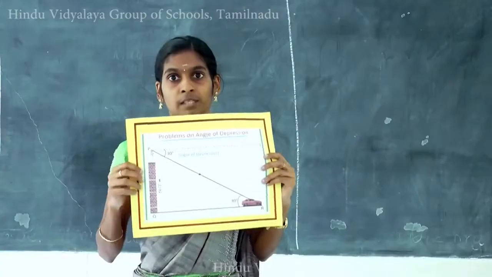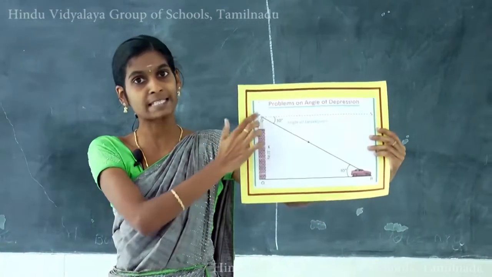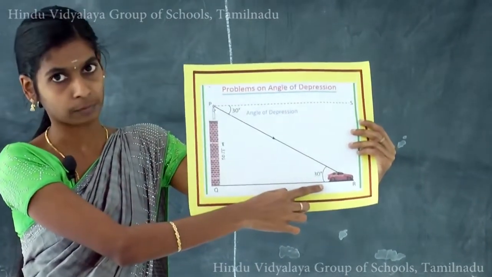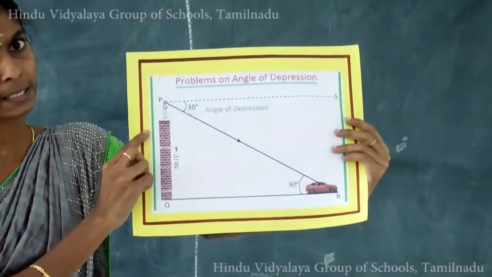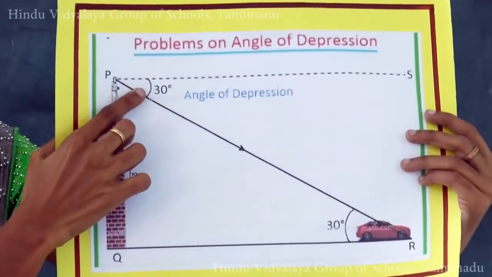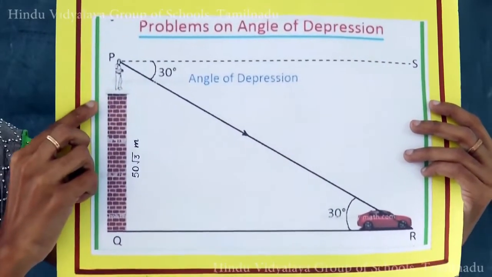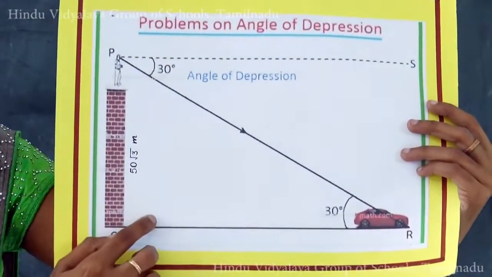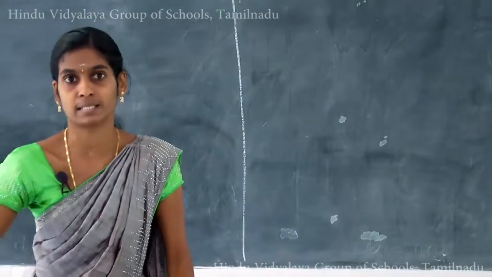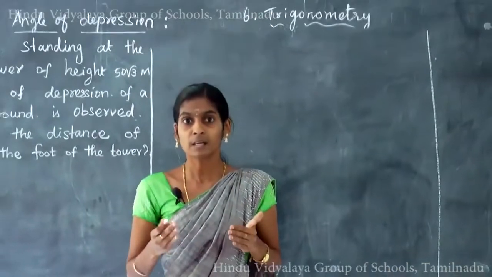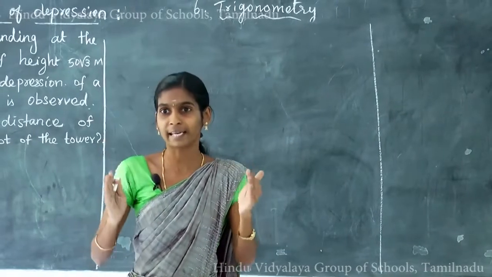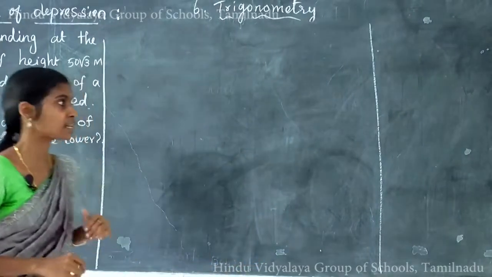Consider the situation. Suppose a man is standing at the top of the tower. He is looking at the car on the ground. Then the angle of depression from the top of the tower to the car is given as 30 degrees. Then what is the distance of the car from the foot of the tower? So that's our question. Now see how to solve this. So now remember, what is the first important thing to do? Yes, very good. Draw a diagram. That is very important. So here I first draw a diagram.